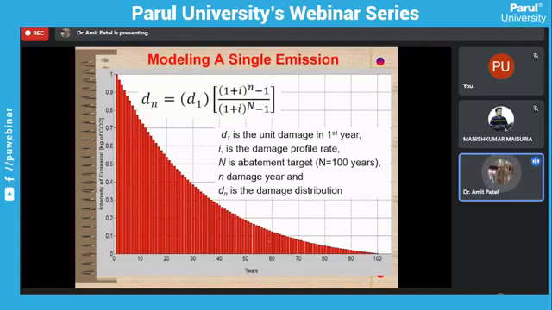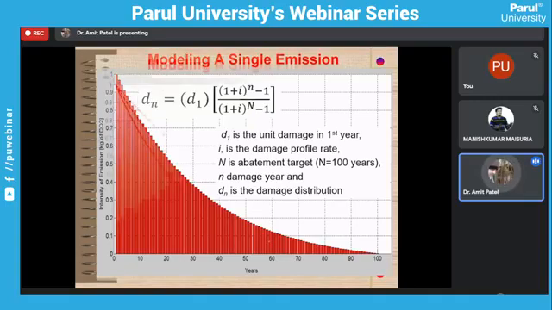And that mathematics is shown in the formula here: if d1 is the unit damage of 1 kg of CO2, then its deterioration chart can be given as dn, that means damage in different years, represented by this mathematical formula. Clear?